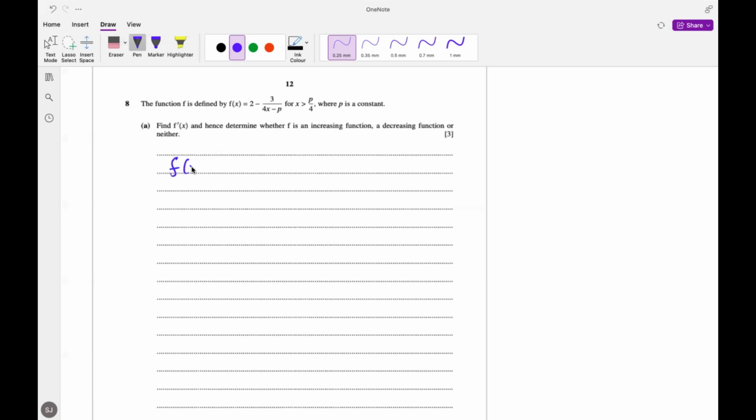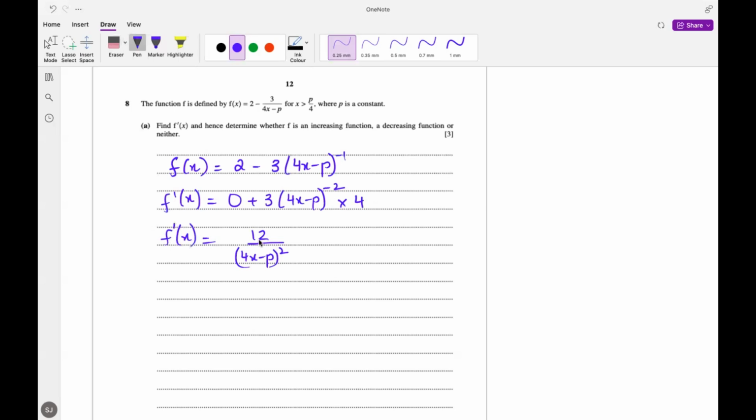In the first step, before differentiating, we'll bring the 4x minus p in the numerator. So this will become 2 minus 3 into 4x minus p to the power minus 1. Differentiating f of x, the derivative of 2 is 0. Minus 1 into minus 3 will become a plus 3 into 4x minus p. The power will decrease by 1 to make it a minus 2. And we also multiply by the derivative of 4x minus p, which is 4. Simplifying, this will become 12 upon 4x minus p whole squared.